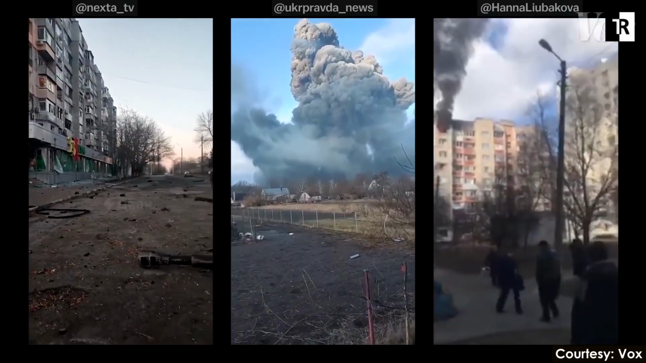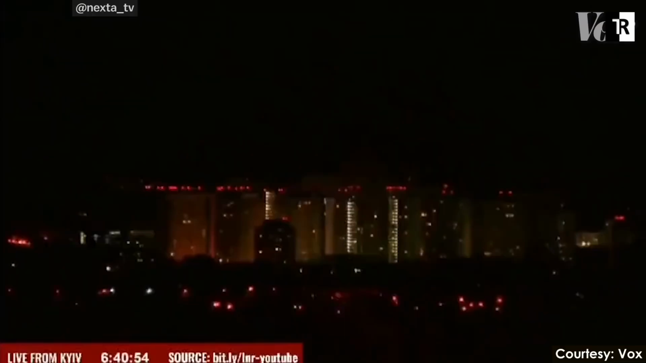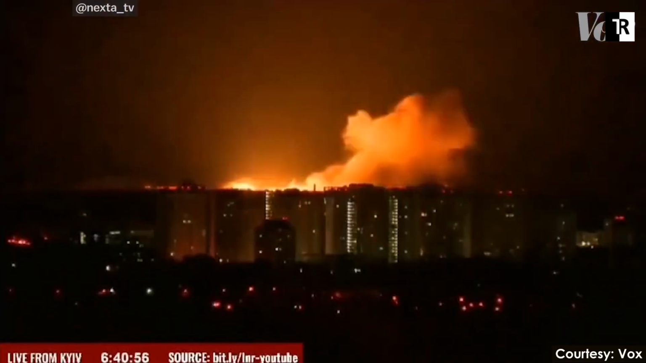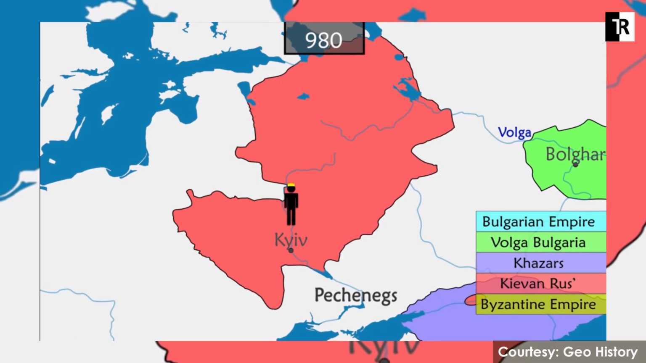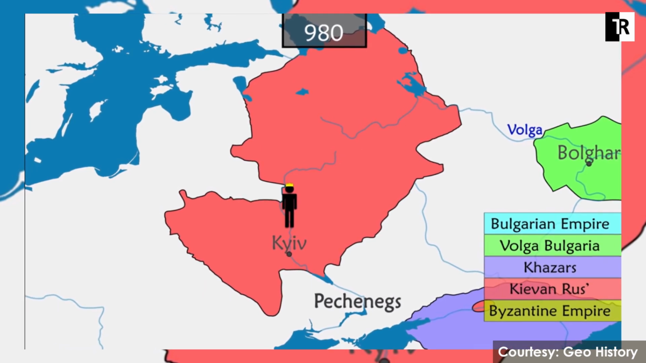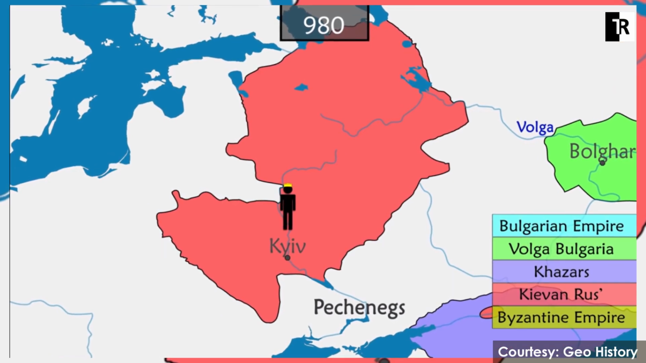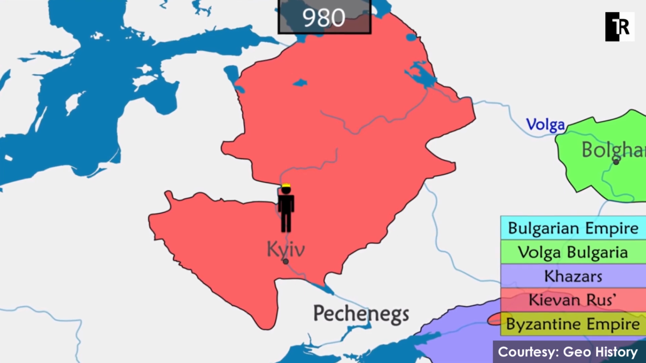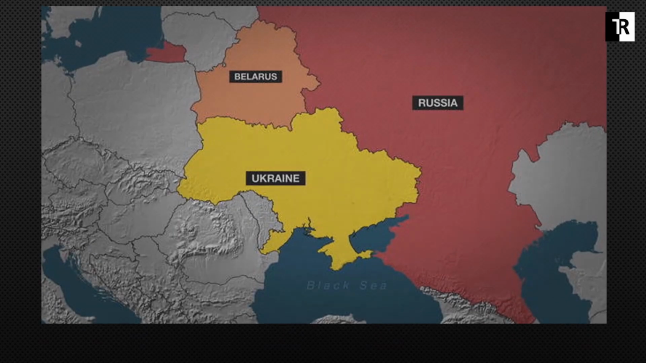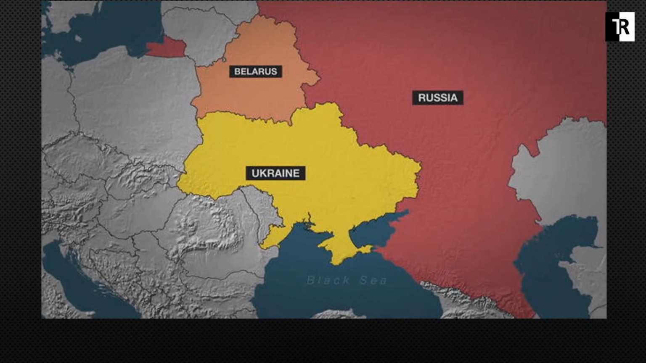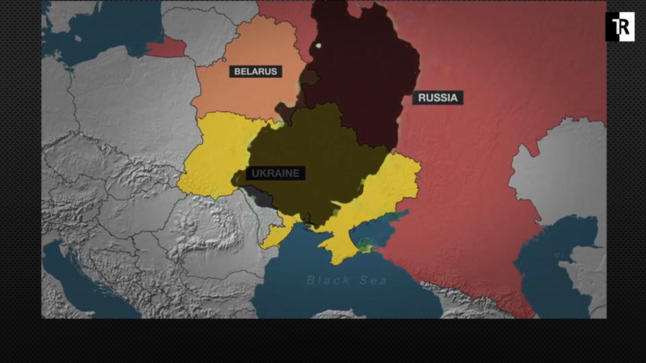Putin called this a special military operation, but it's clear this is a full-scale invasion. This all starts in the 9th century, when there was a state called Kyivan Rus, located in eastern and northern Europe. The modern nations of Belarus, Russia and Ukraine all claim Kyivan Rus as their cultural ancestor.